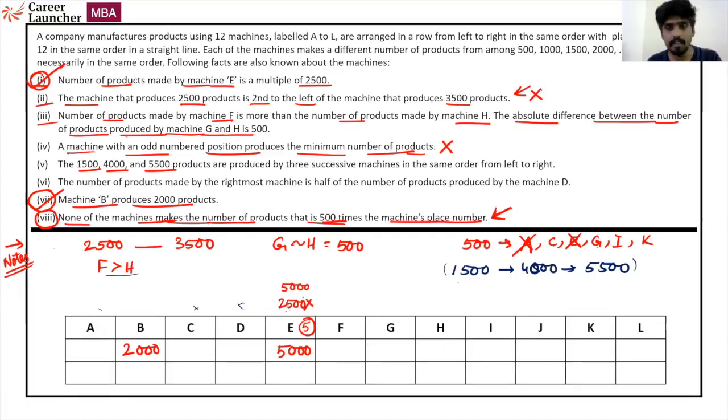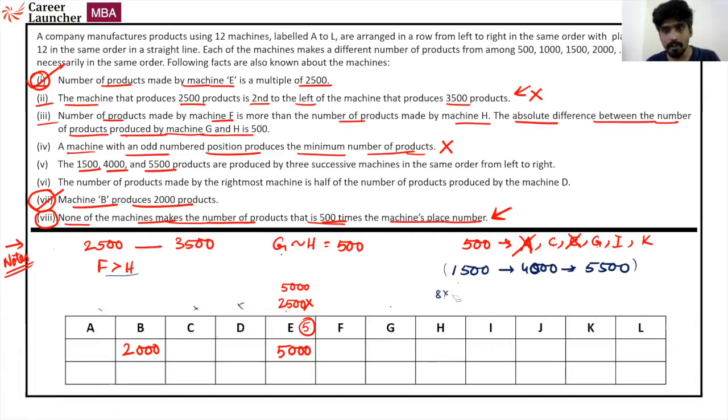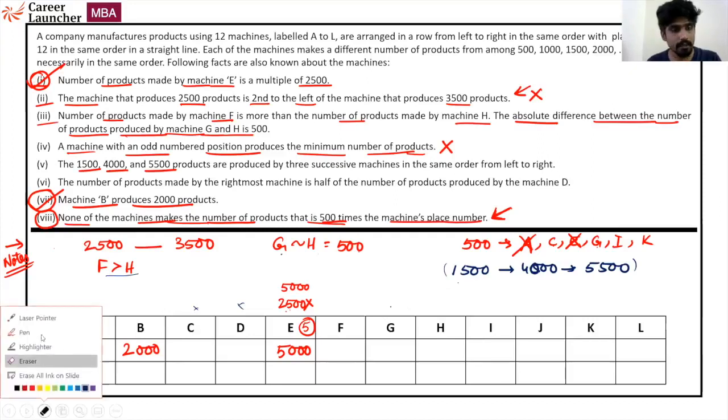Can we start from G? 1,500, 4,000, and 5,500. Could we have started from G? There are 2 violations happening here. H is 8 into 500, 4,000, which is not possible. The difference between G and H also needs to be 500, which is not possible either. So this is not possible.